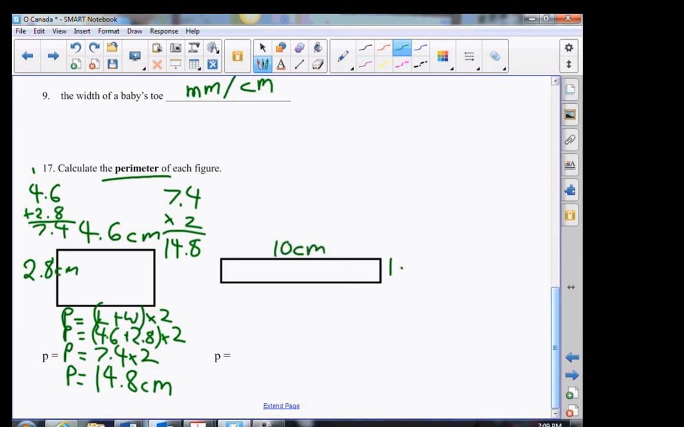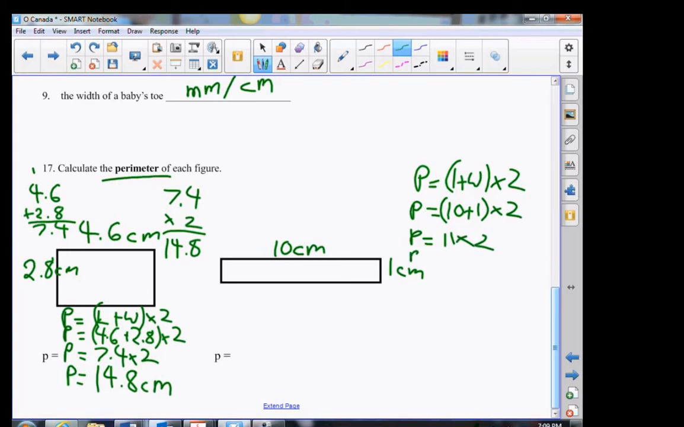Here, when measuring, you should have probably got 10 centimeters and 1 centimeter. If you got 9.9 or 10.1, that's fine as well. Or decimal 9 or 1.1. Some people see things differently. Anyways, same equation. Perimeter equals length plus width times 2. Perimeter equals 10 plus 1 times 2. Perimeter equals 11 times 2, so perimeter equals 22 centimeters.